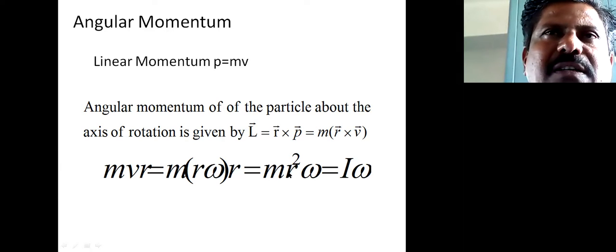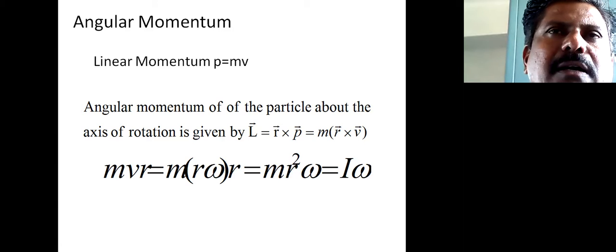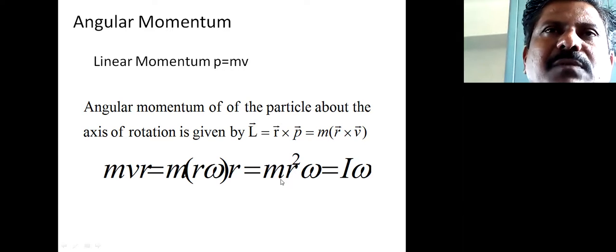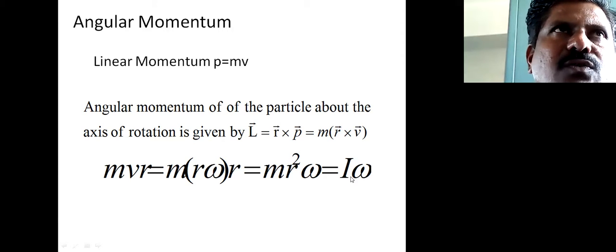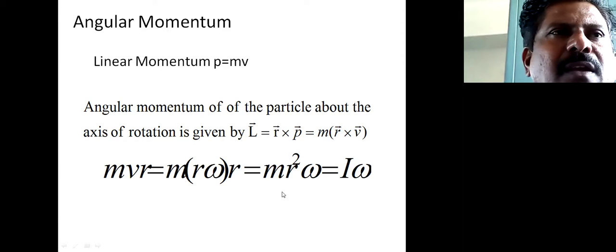One expression that you already learned in dynamics of rigid bodies: the moment of inertia, the product of the mass of the object and the square of the distance of the object from the fixed point. So I equals mr squared is the moment of inertia. That is why this is equal to I into omega.